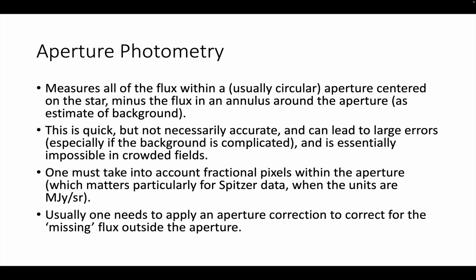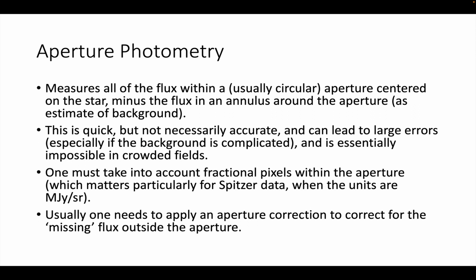So what does aperture photometry mean? It means measuring all of the flux within an aperture, which is usually circular, centered on the star. Then you subtract off from that the flux from an annulus around the aperture, a donut shape around the aperture. That's the estimate of the background. It is a quick and efficient way of doing photometry, but it may not be the most accurate you can do. It can lead to large errors, especially if you have a complicated background, and it is essentially impossible to do in very, very crowded fields where the stars are all packed together.